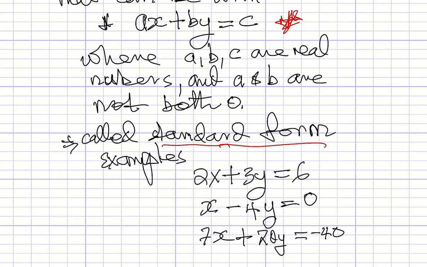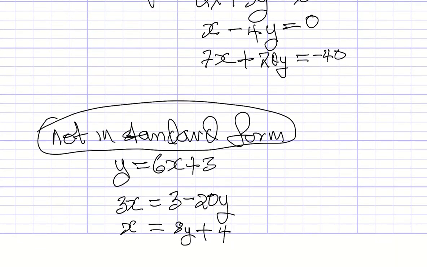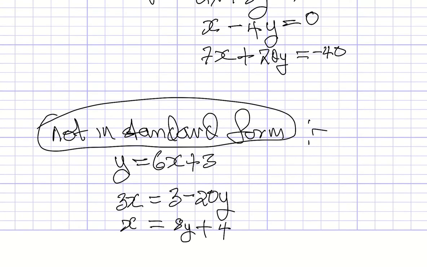But the thing is, a linear equation in two variables doesn't have to be in standard form. It can be written like this. You see, these are not in standard form. This over here, y equals 6x plus 3, 3x equals 3 minus 20y, x equals 8y plus 4. So notice that the most important thing is that the equation has two variables, y and x. You see there? Before we were dealing with an equation with only one variable, but now the equations must have two variables.